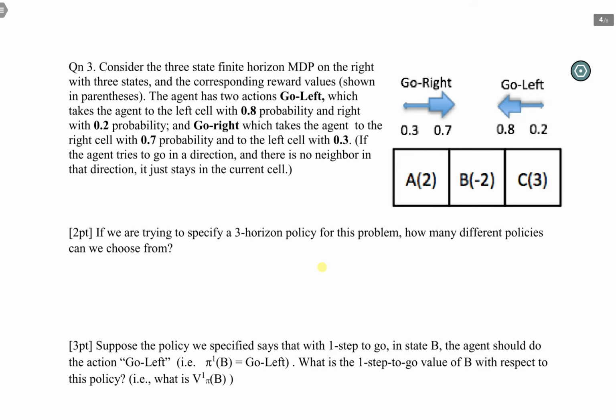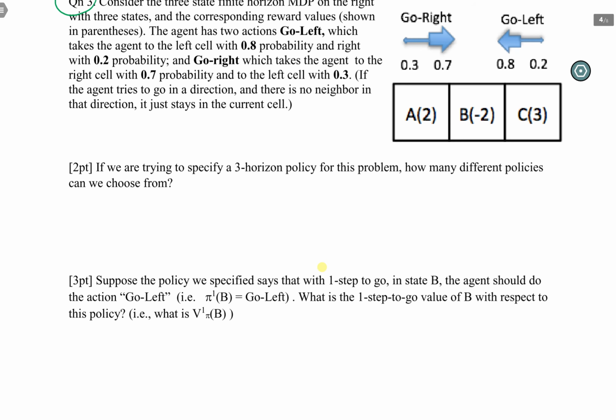Okay, so now we are going to do the MDP question. The first we are asking: if I'm trying to specify a 3-horizon policy for this problem, how many different policies can we choose from? Remember that this is a finite horizon MDP. So a 3-horizon policy basically means I need to say what is the action to do with 3 steps to go, with 2 steps to go, and with 1 step to go.